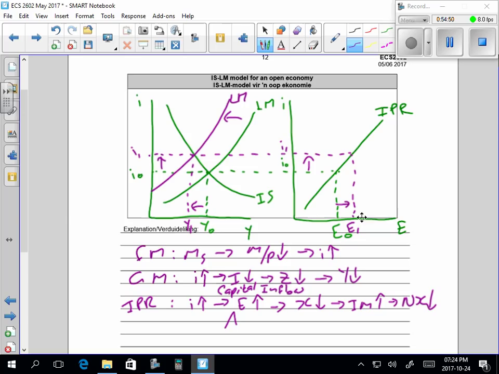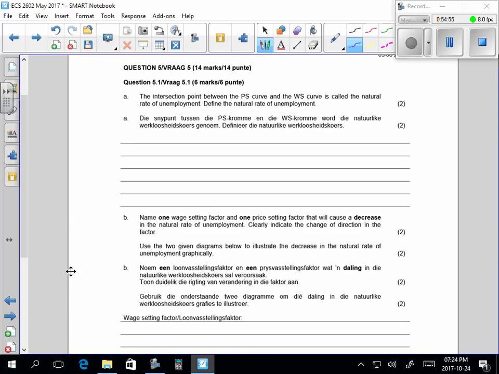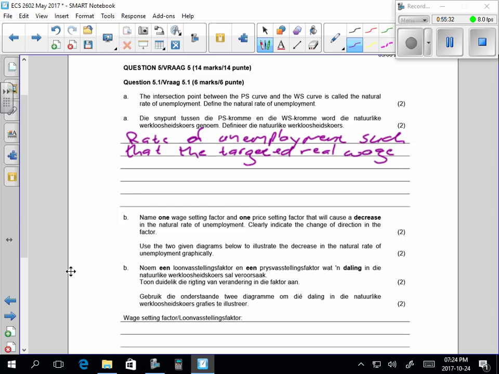Right, question 5. This is your labor market. The intersection point between the price setting curve and the wage setting curve is called the natural rate of unemployment. Define the natural rate of unemployment. The natural rate of unemployment is the rate of unemployment such that the targeted real wage implied by wage setting is equal to the real wage implied by price setting.